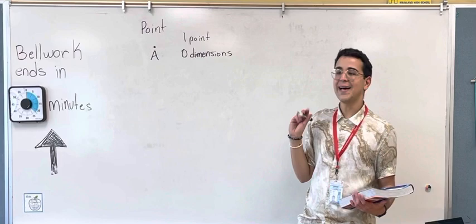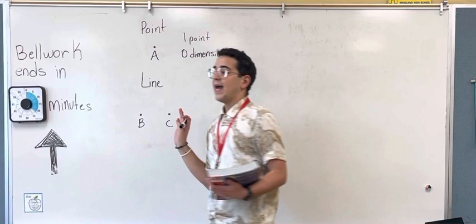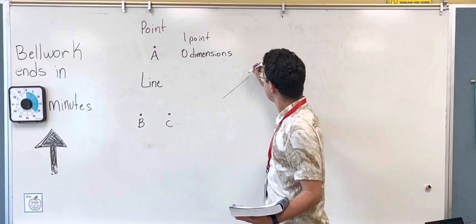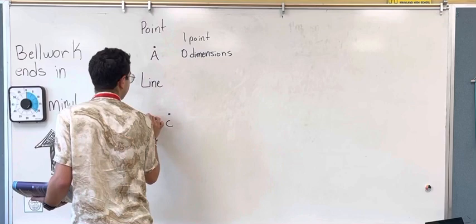a line composes of two or more points, such as line BC. However, many of us are used to drawing, don't write this down. This is what a line looks like, isn't it? However, this is not a mathematical line. This is not what a line looks like in geometry. A line in geometry actually goes on for infinity and never ends.